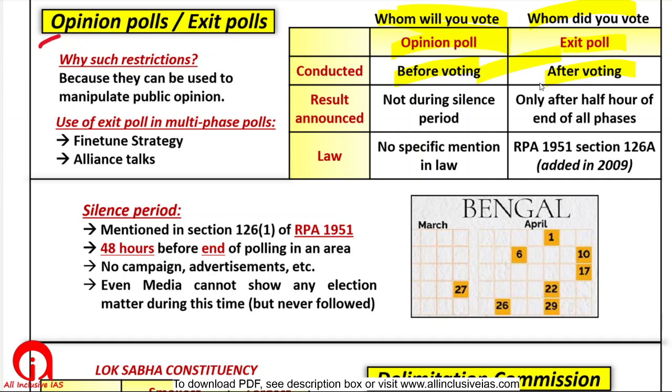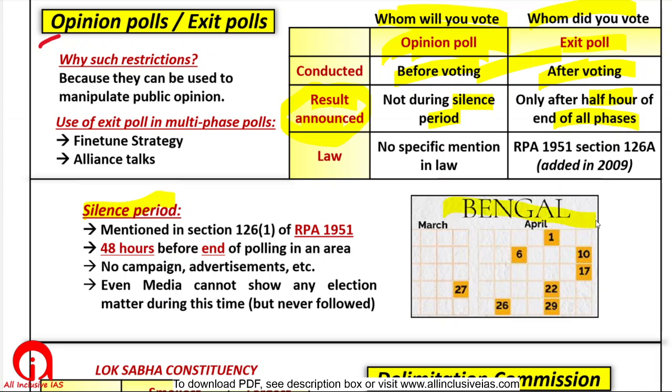Now once these surveys are done, there is some restriction on when the result can be announced, because the announcement of the result is going to influence the fence sitters, right? So therefore there is some restriction. The restriction is that for opinion poll, you cannot show the result during the silence period. What is silence period? I will just explain it to you. And exit poll only after half an hour of the end of all phases.